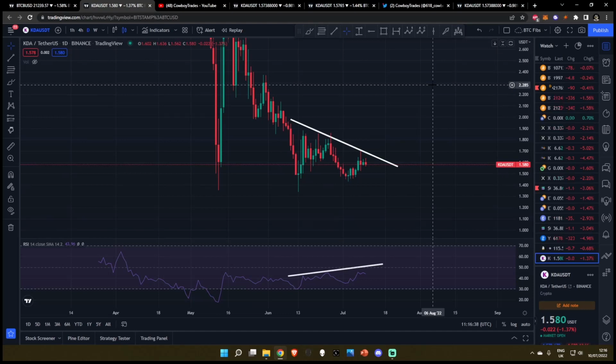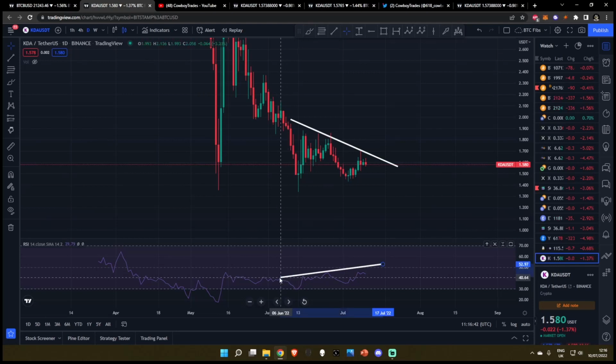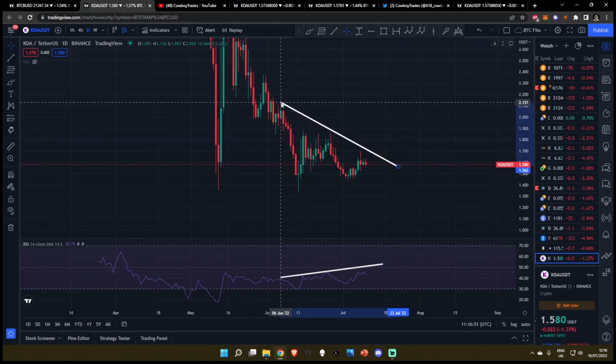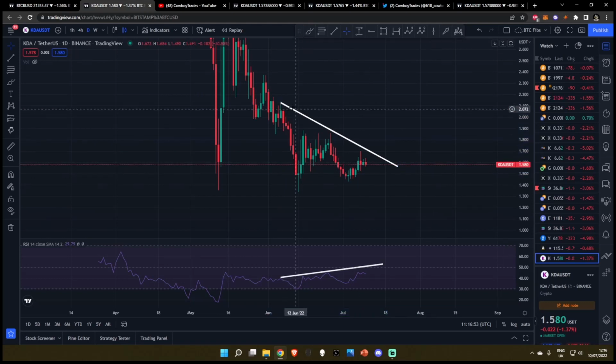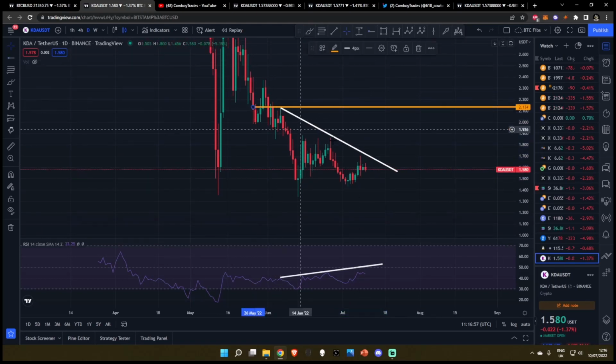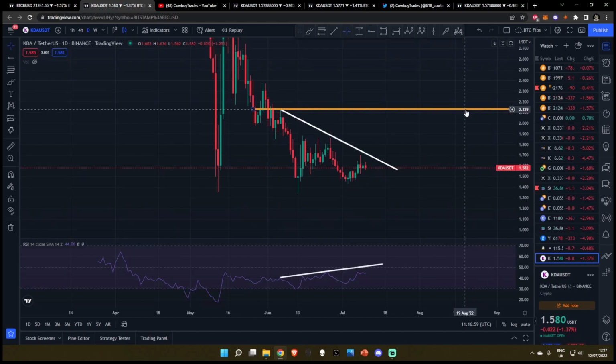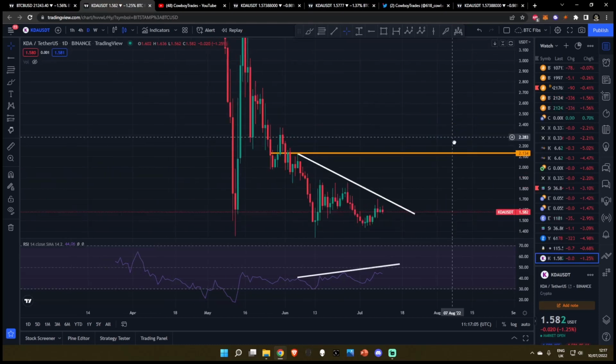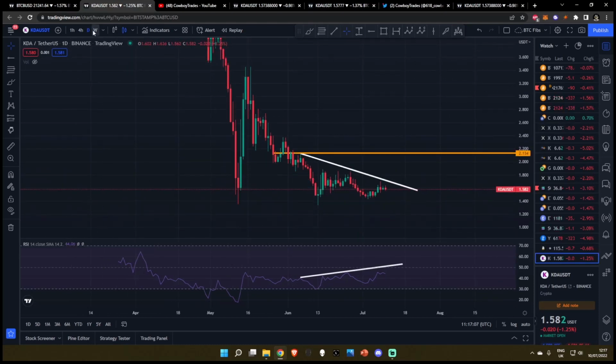Now, for the hidden bearish divergence to be invalidated, it has been playing out since the 6th of June over on the price action. So technically we can actually draw this up to here as a line of best fit. So you would not be invalidating Kadena's hidden bearish divergence until you take the roof off and break above $2.10. Now, this is not something that I think we're going to be able to do. I think it's very black and white.